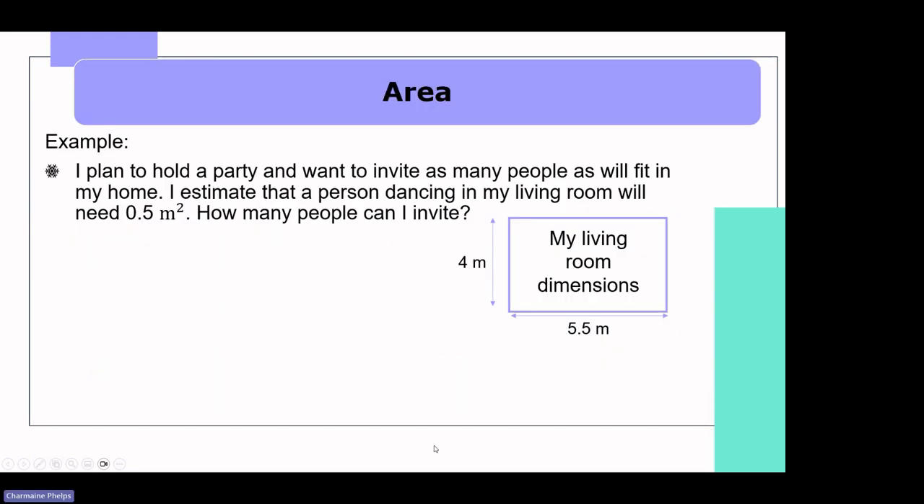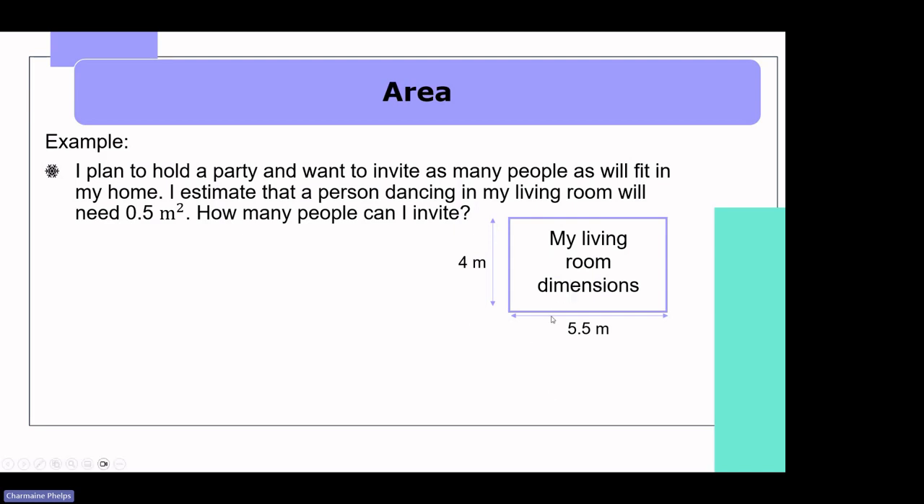All right then. Okay, now we're going to look at area. I plan to hold a party. I want to invite as many people as will fit in my home. I estimate that a person dancing in my living room will need 0.5 meters squared. Okay, little space about that big. My brother actually did this for an 18th birthday once. How many people can I invite?